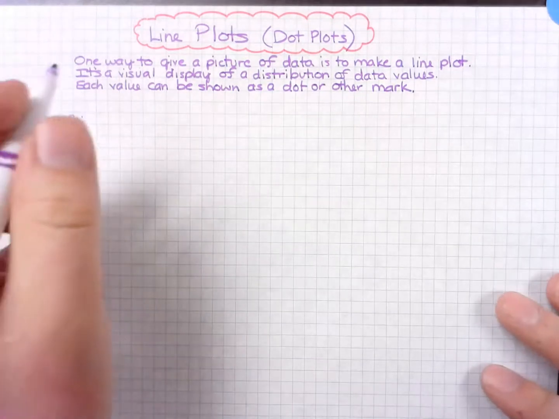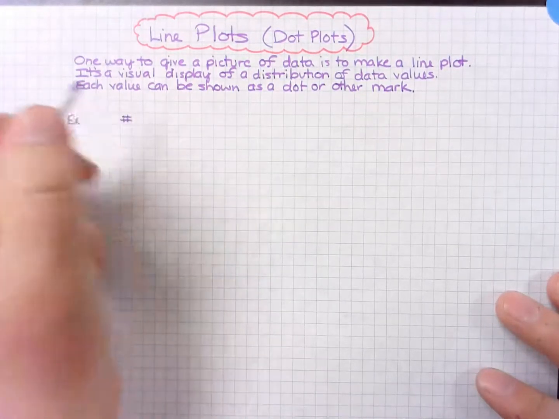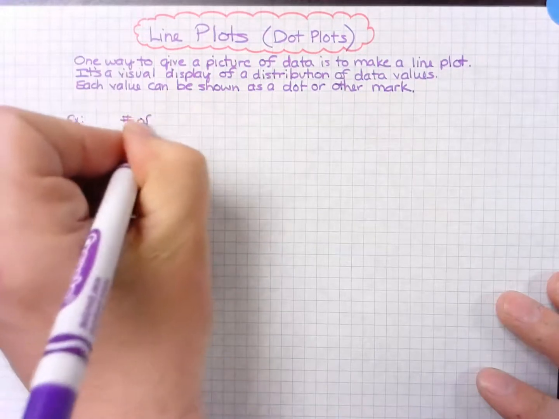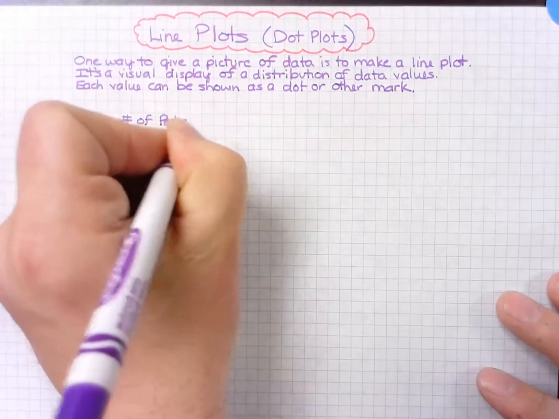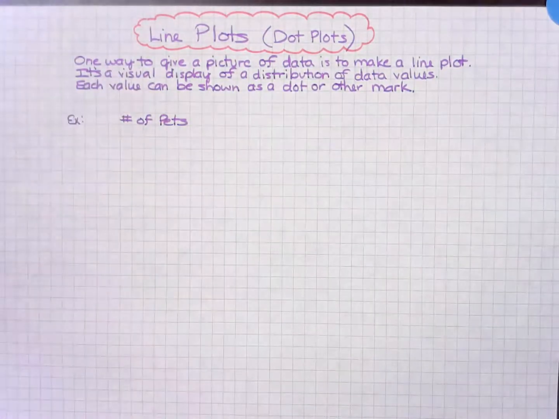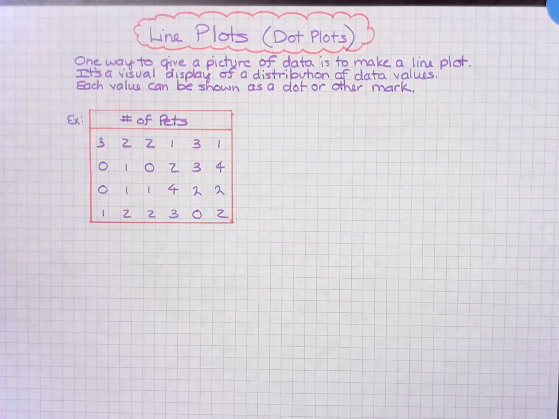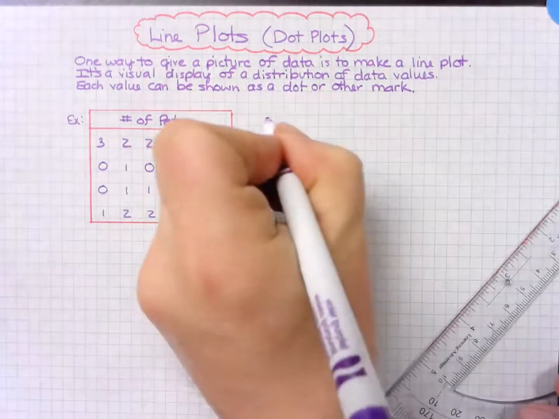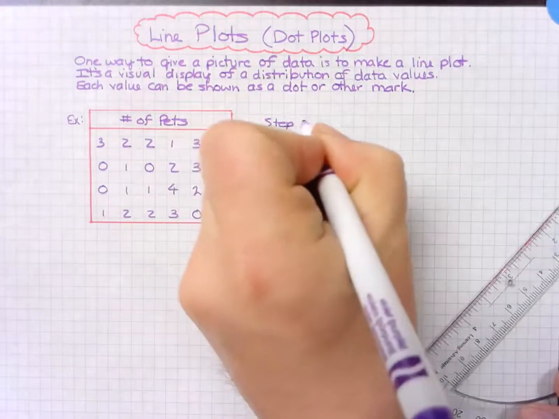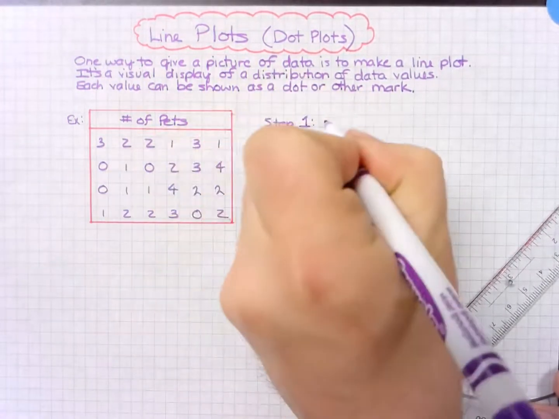Say I have some data that describes the people and the number of pets they have. And so I have a full chart that shows this. So there's my data. So our first step is to draw a number line.